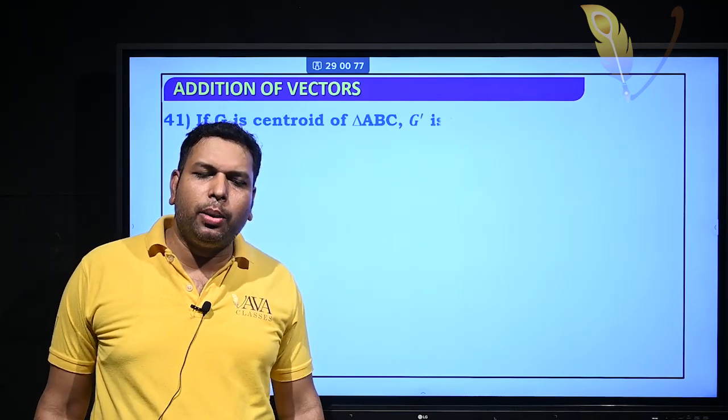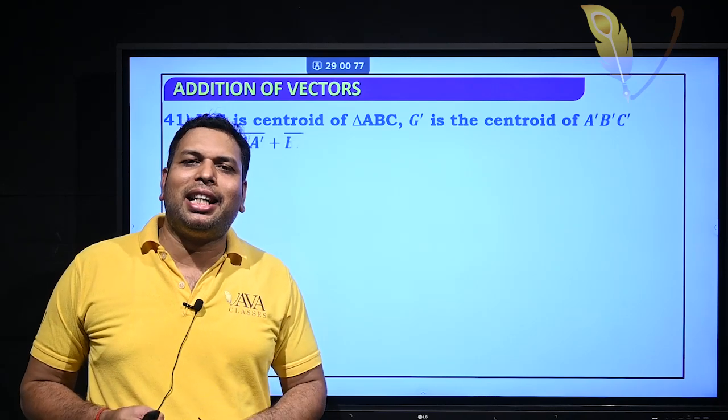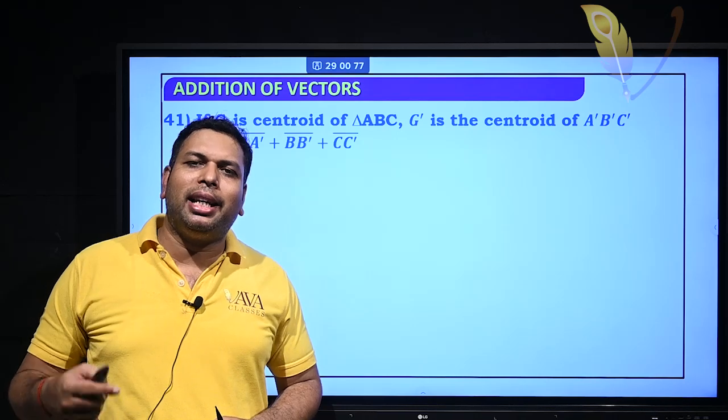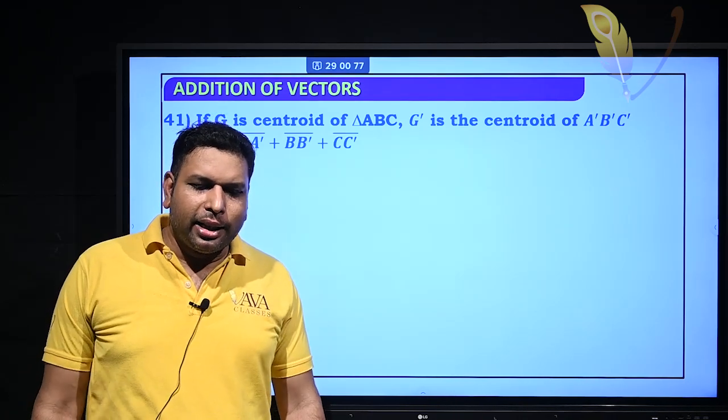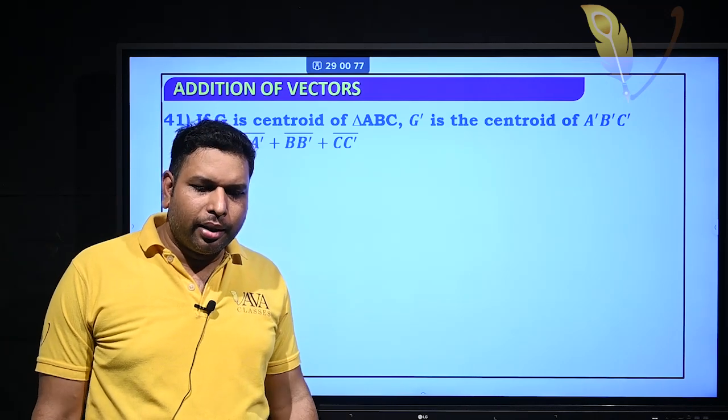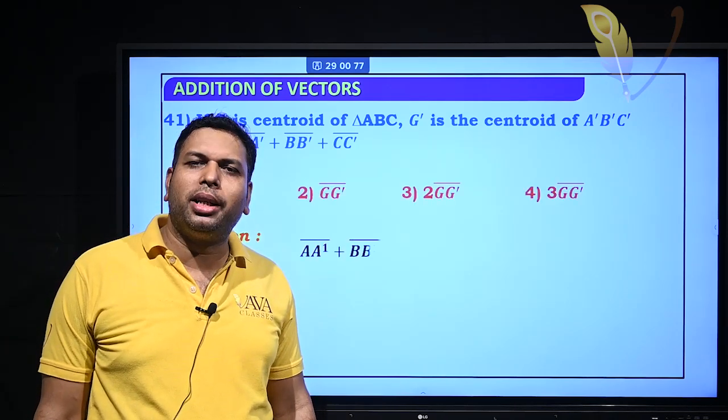Now question number 41. If G is the centroid of triangle ABC, G dash is the centroid of triangle A dash B dash C dash, then AA dash plus BB dash plus CC dash. These are the options, students.